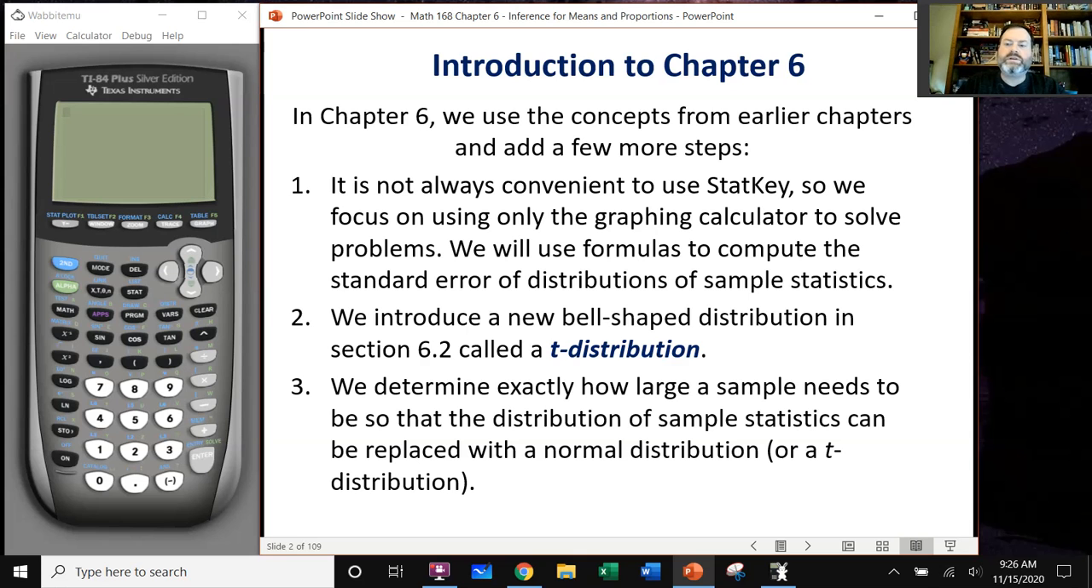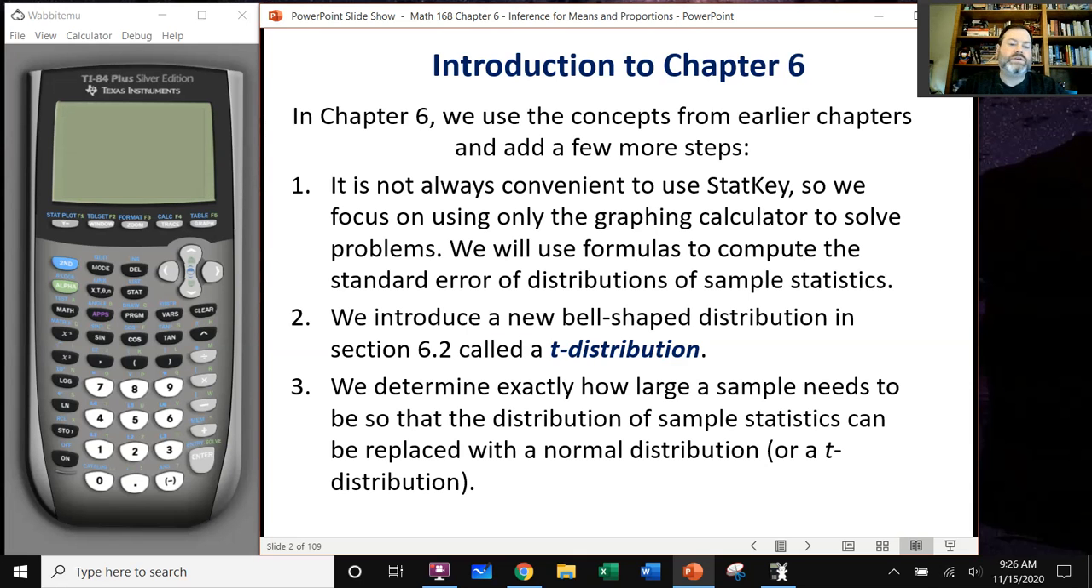We will use formulas to compute the standard error of distributions of sample statistics. So that's the main difference. Up to this point, you had to be given the standard error, or you had to go into StatKey, make a bootstrap distribution, make a randomization distribution, and get the standard error. We're going to use formulas, and that's actually the main topic, is using these formulas.